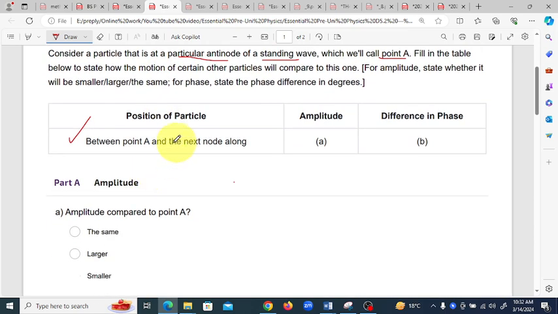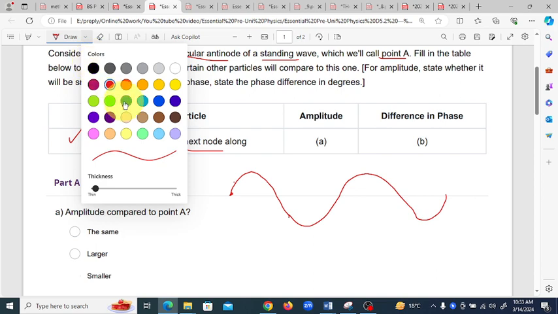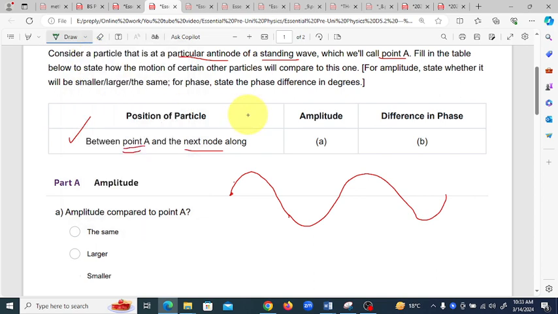So we have to compare with the next node, meaning between this point A and the next node. Okay, so I made the diagram first, then I will explain. For example, we have the stationary wave, just like this one. This is the complete stationary wave, and we can draw the stationary wave pattern. Two waves make a stationary wave if they're traveling in opposite directions.